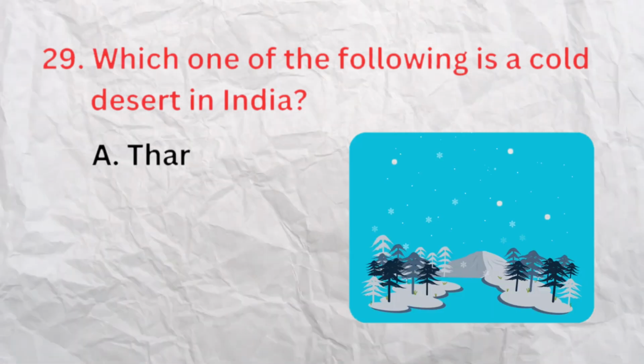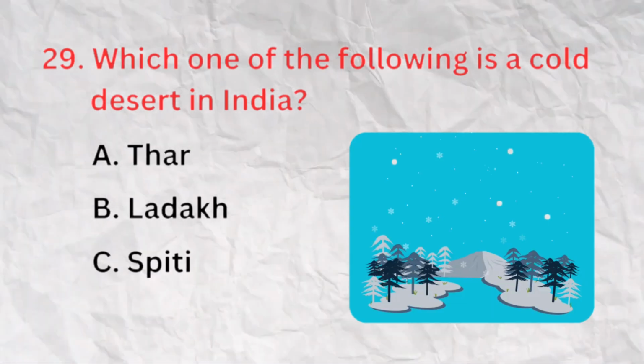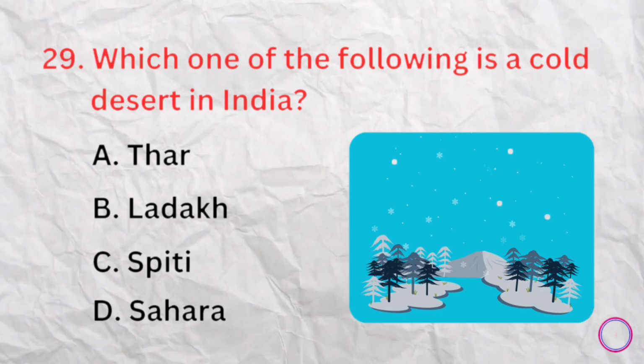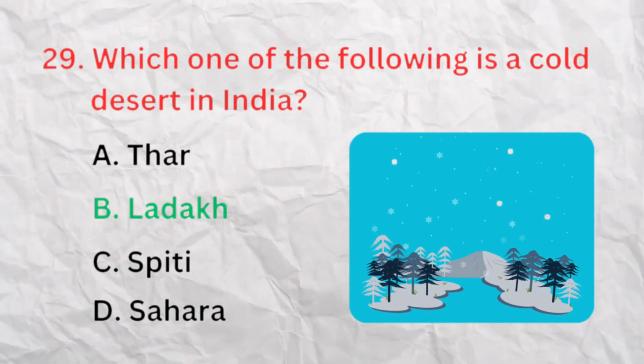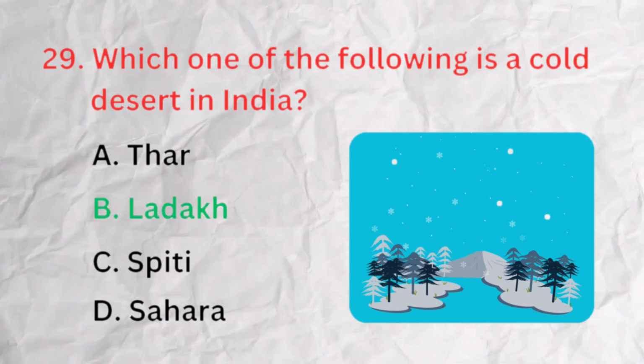Which one of the following is a cold desert in India? The correct answer is option B, Ladakh.